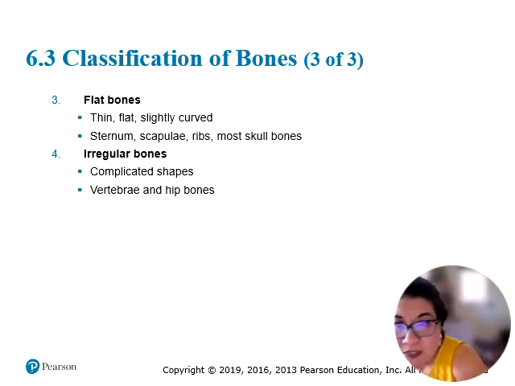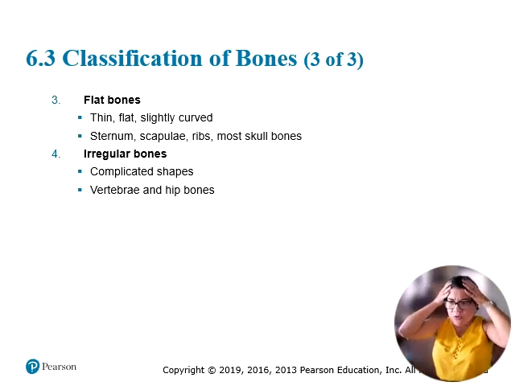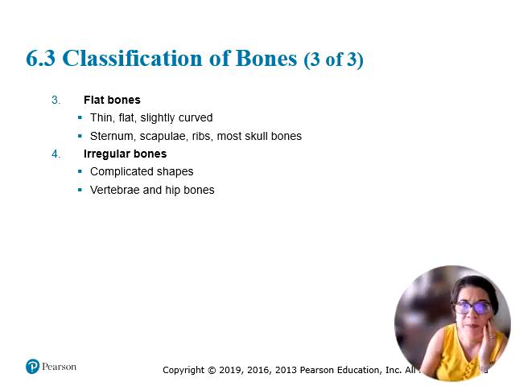Then you have flat bones. So that would be like your ribs, your skull. Think of the little bones in your skull, your sternum, your scapulae. And then you have irregular bones, and those are the ones that don't fit into any of the other three categories. So they can be like your hip bones, your vertebrae. They're like weird, complicated shapes.